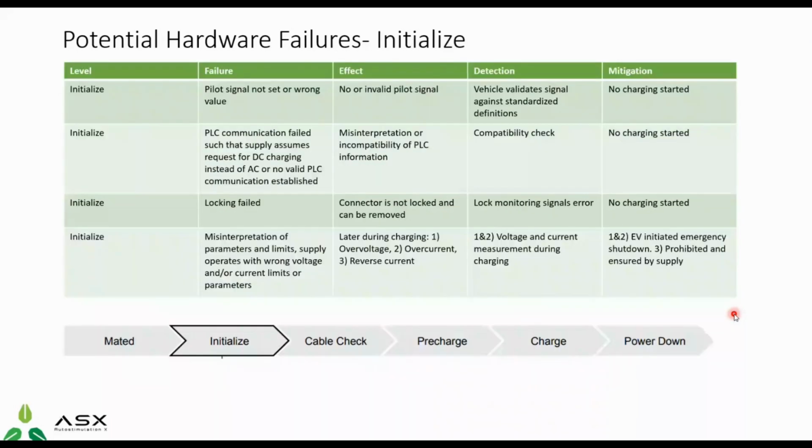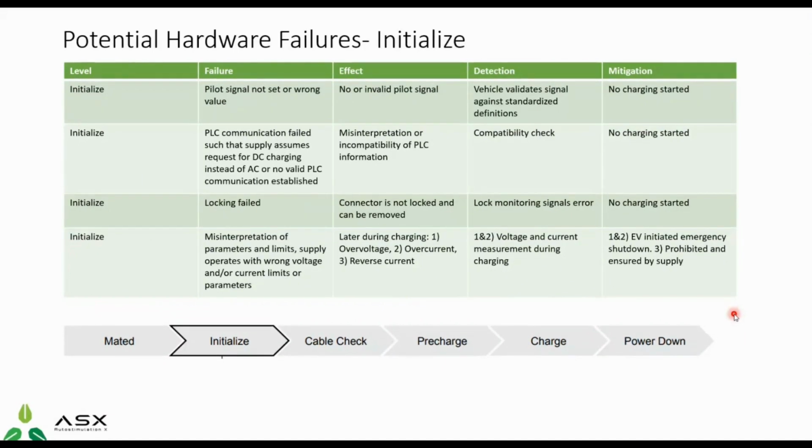Also there are some other failures related to the initialization process, like the pilot signal sometimes goes wrong, then misinterpretations while the PLC communication is happening, locking failed, then over voltage, over current, reverse current. So this or that can be solved by improving the software levels.